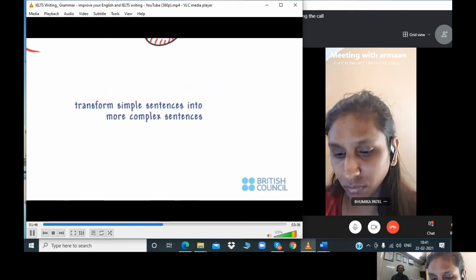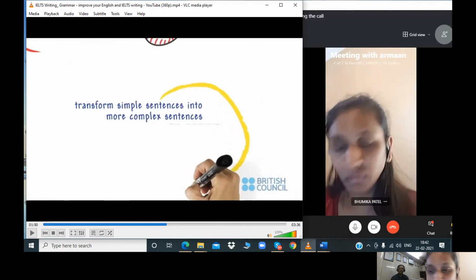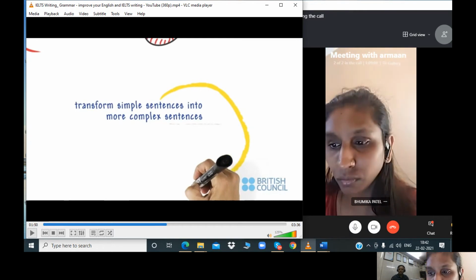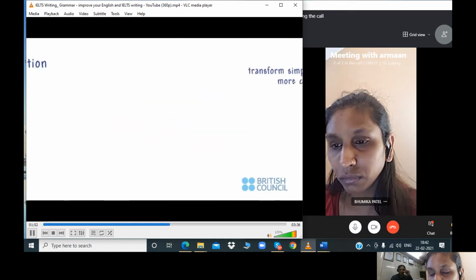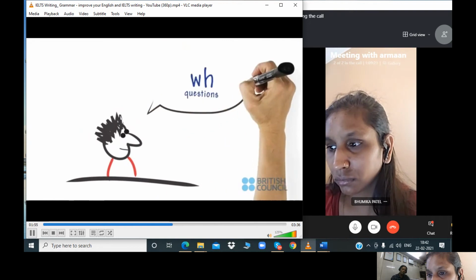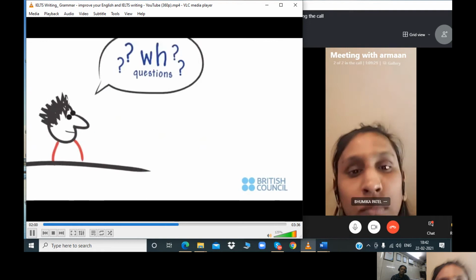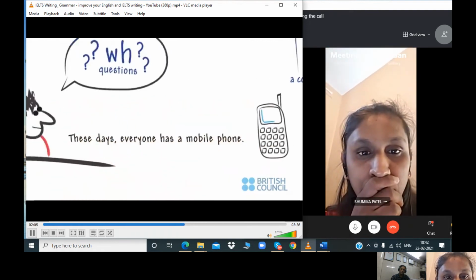When you practice writing, transform simple sentences into more complex sentences. This is one of the tasks that you can call transformation. So take one simple sentence and add more information to it. For example, ask yourself some WH questions to see what else you can add to the original sentence. For instance, these days everyone has a mobile phone.